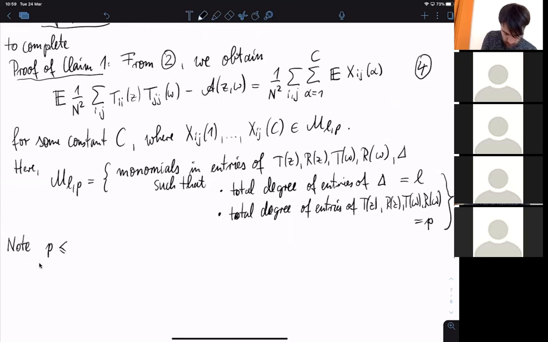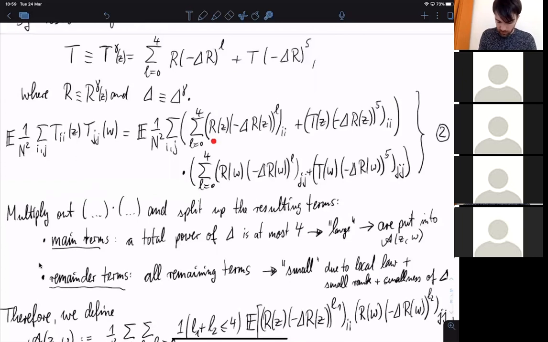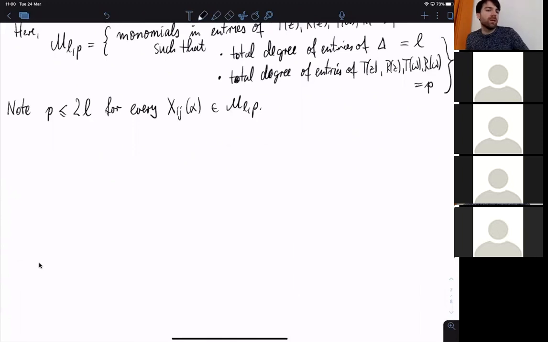Okay, and from the definition, and if you look at the proofs before, you see that P is smaller than 2L for every xij. This just comes in from the definition. This is easy to check. And that comes from this product structure, because in here you always have 2 R's and a T, and only 1 delta. Then we'll estimate it as follows.